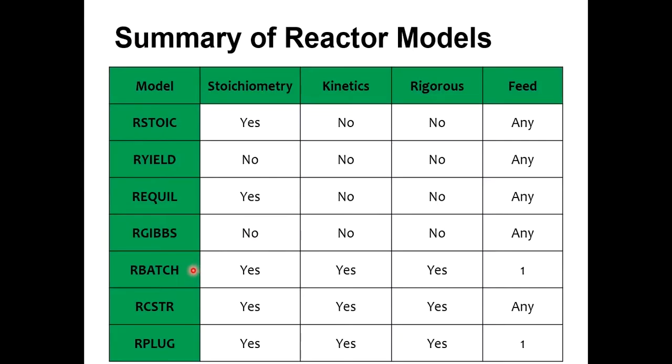Now coming to the summary sheet, in this batch reactor we have to definitely specify the stoichiometry. Earlier we specified stoichiometry in the stoichiometric reactor and the equilibrium reactor, and this is the third reactor where stoichiometry is required. So far, this is the first reactor where we have to give the kinetic data as well. And yes, it is a rigorous model and it requires one feed. If you want to give more than one feed, it will go into the optional feed. So for this batch reactor, one feed is compulsory, while there can be more than one feed.